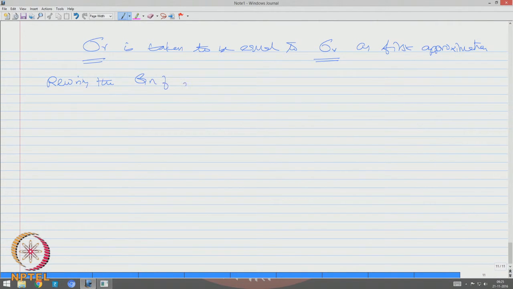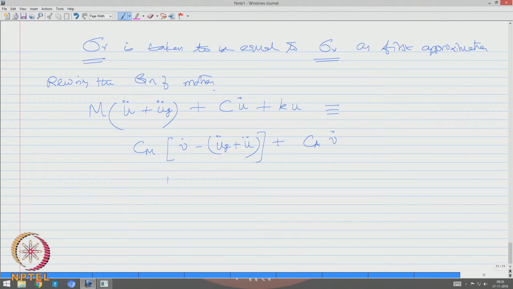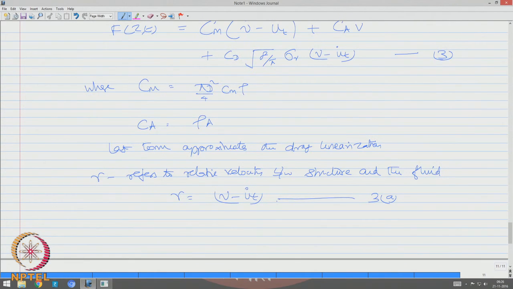So, now I rewrite the equation of motion. I should say m u double dot plus u double dot g, that is my u double dot total, plus C u dot plus K u should be equal to C m of v dot minus u double dot g plus u double dot plus C a v dot plus C d root 8 by pi sigma v of v minus u dot plus u dot g. Call this equation number 4.